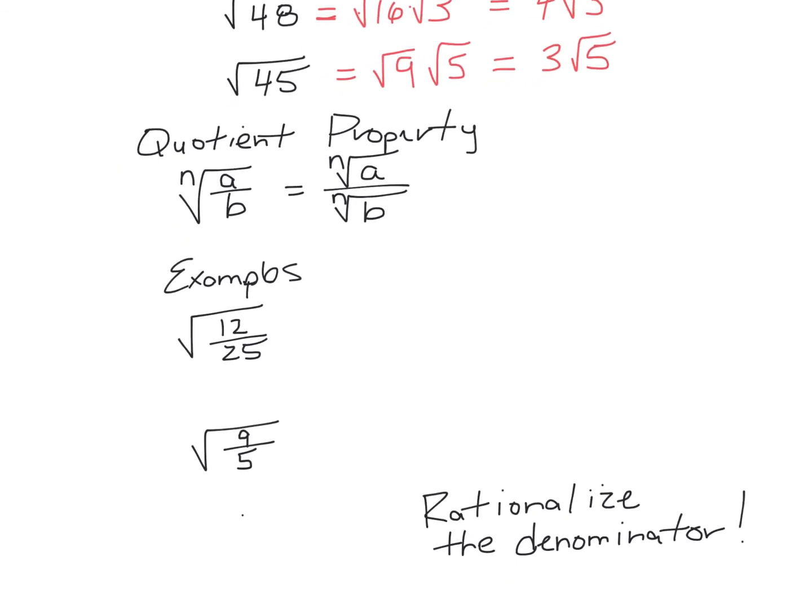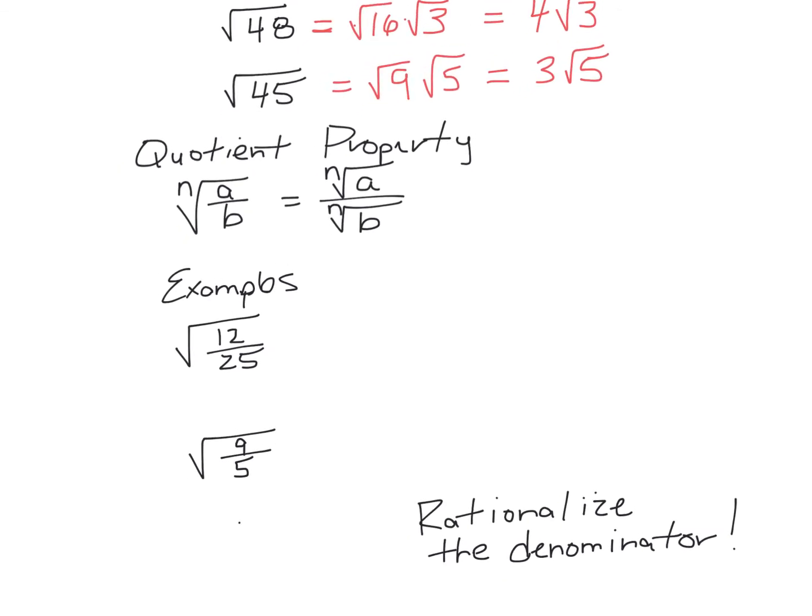Quotient property: if you have the nth root of A over B, you can break it up as the nth root of A divided by the nth root of B. So for examples here, I could write this as the root of 12 over the root of 25. The root of 12 I could break up, using the product property, into root 4 times root 3. And the root of 25 is a perfect square, which is simply 5. So on the top, I would have 2 root 3, divided by 5.